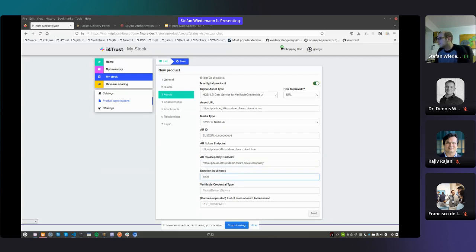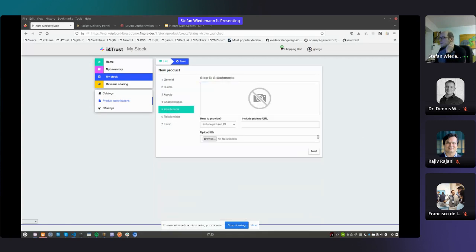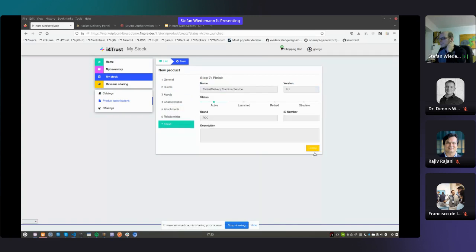Just run only for a certain amount of time. We now tell that we allow the issuing of credentials of the type packet delivery service. And we tell it that gold customers and standard customers are allowed to be issued. We can go further. We can upload a picture, but we don't need to.